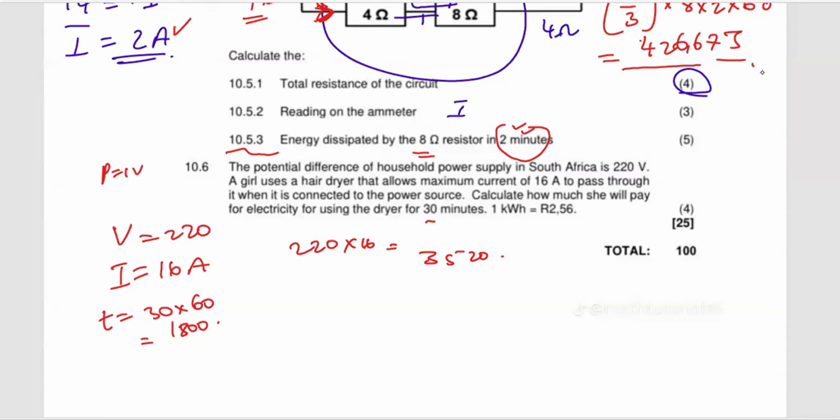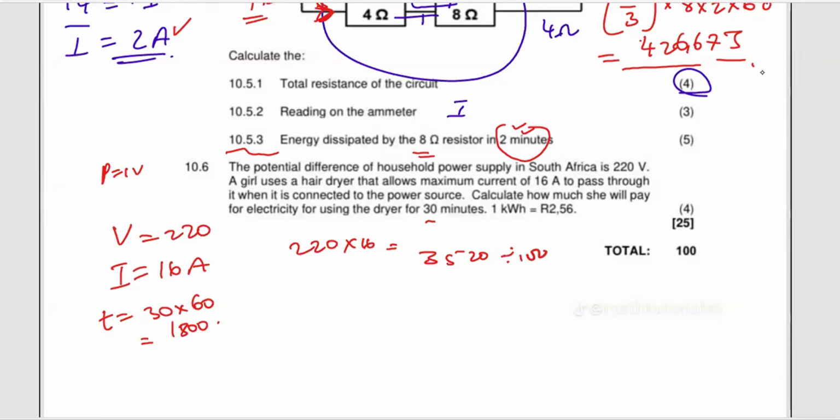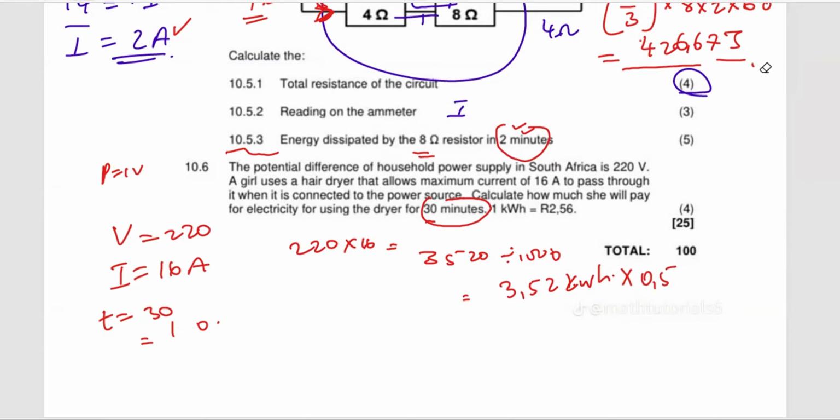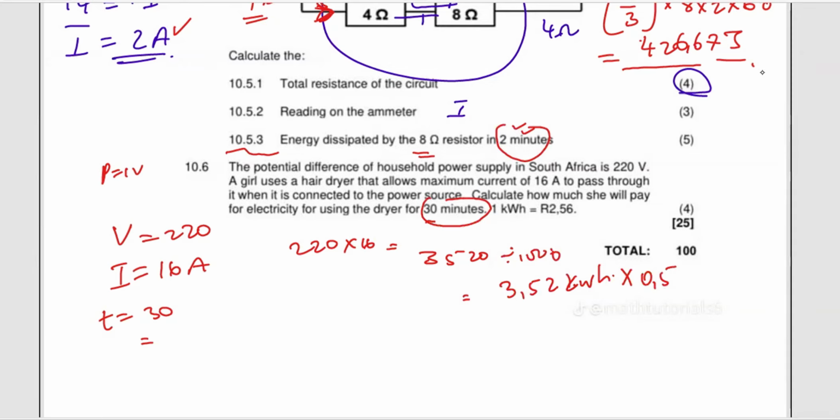Okay, so this is the power, meaning that we're going to divide this by 1,000, which is going to be 3.52 kilowatts. But then we know that 30 minutes is basically half of an hour, so we're going to multiply this by 0.5. This 30 is supposed to divide, not multiply. It's supposed to be 30 over 60, which is 0.5.